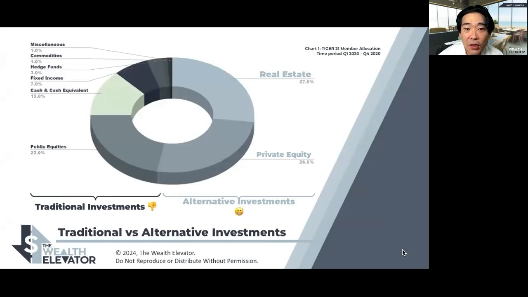I mentioned traditional versus alternative investments. What is that, roughly, in case you forgot? Traditional investments are here on the left side. These are the darker items, your traditional stuff: public equity, stocks, bonds, mutual funds, or another way you can think of it as paper assets. On the other side is alternative investments, such as private equity and real estate.